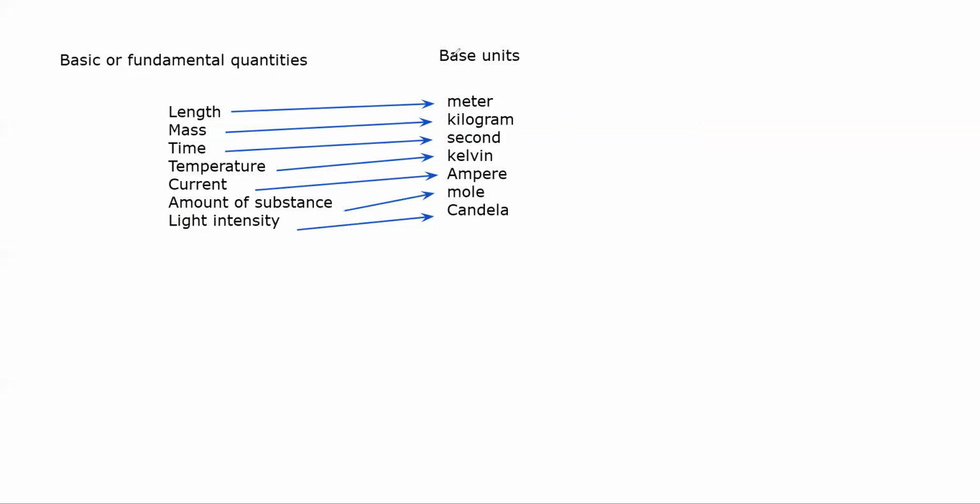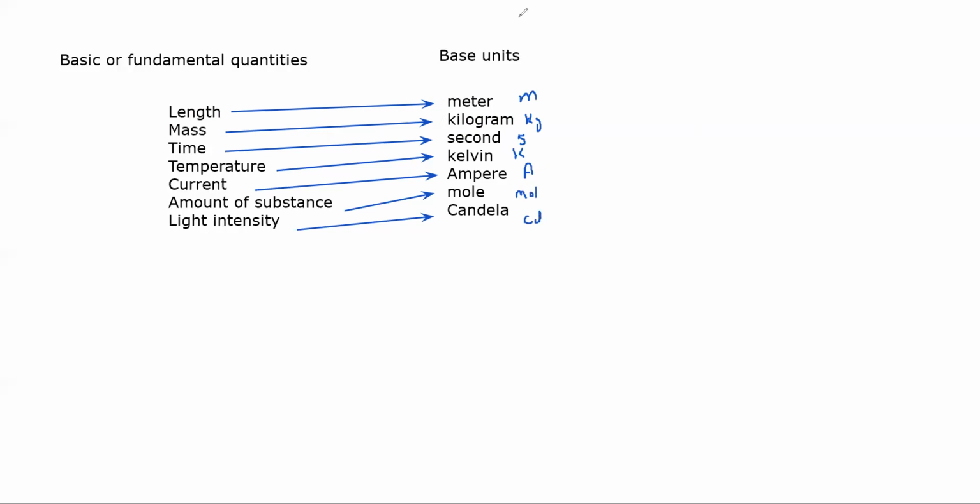Instead of writing this in full, for meter we use small m, for kilogram we use kg, for second we use small s, for Kelvin we use capital K, for ampere we use capital A, for amount of substance mol, and for light intensity candela, cd.